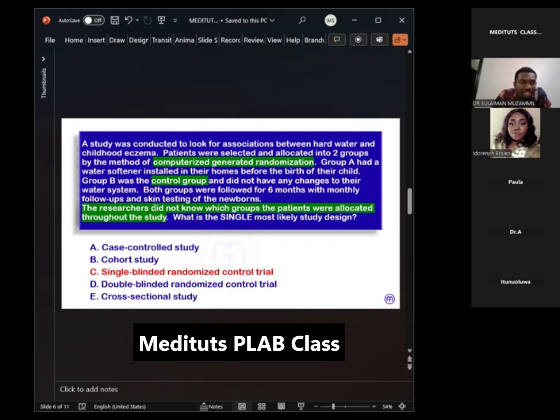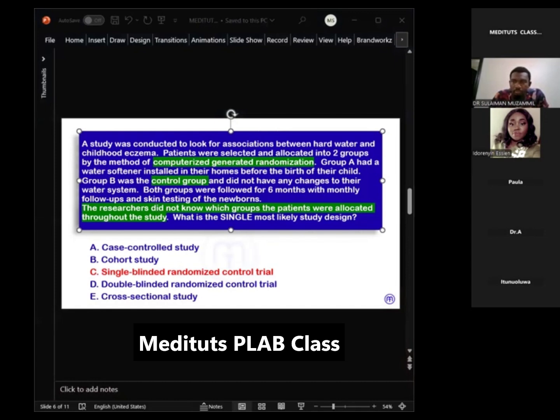So if the question had said the researchers and the patients did not know which groups they were allocated, then it becomes researchers were blinded, the patients were blinded. But it only states one group was unaware. That means it's only the researchers that were blinded. That is why it is a single blinded randomized control trial. Is that clear? Yes, doctor.